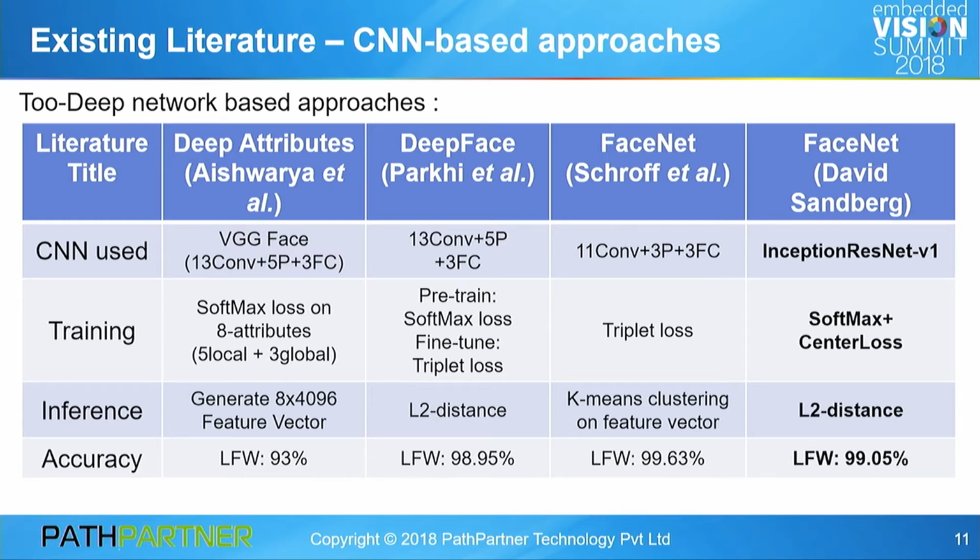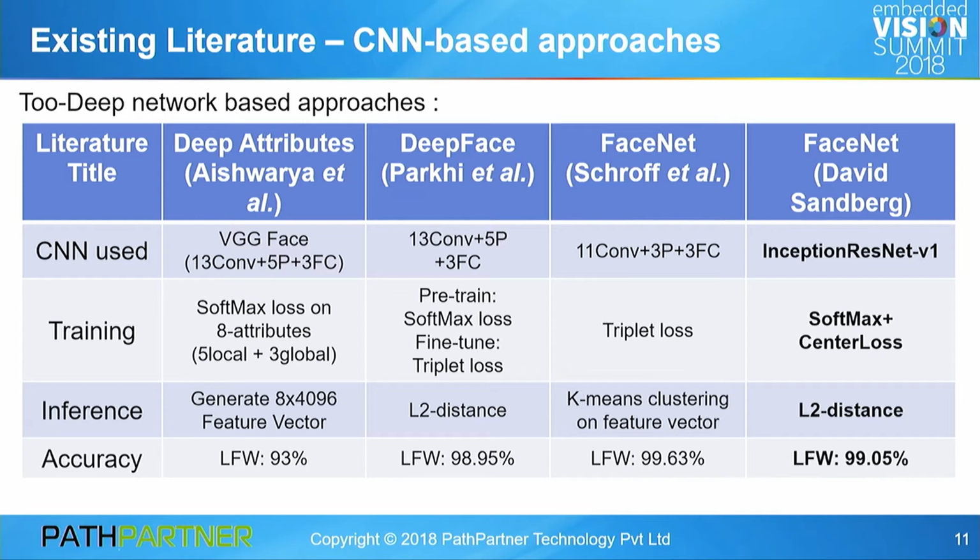What they have done is optimize this model for 8 attributes, where 5 are local and 3 are global. For example, male versus female, different hair color, chubby face versus skinny face. These are a set of the attributes. Once the model is trained for these attributes, during inference time you pass an input image over the 8 networks, concatenate the feature vectors, and then apply a classifier. With this, they are able to get an accuracy of 93% on the LFW dataset.